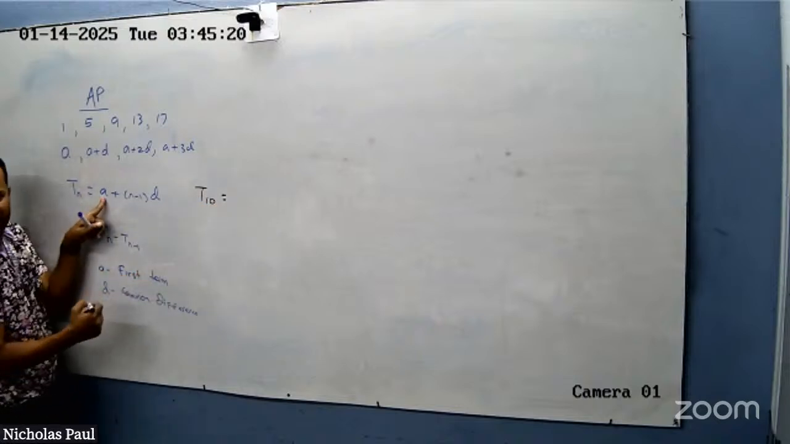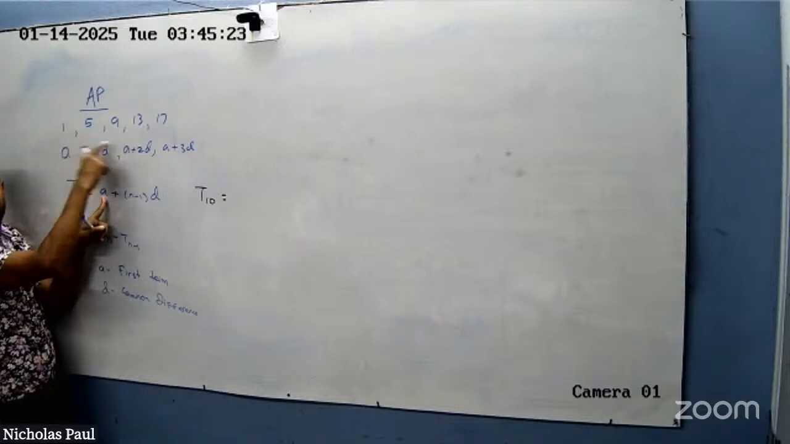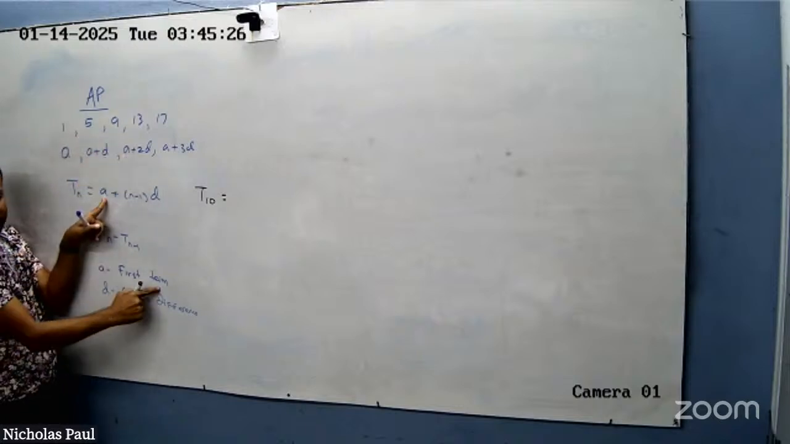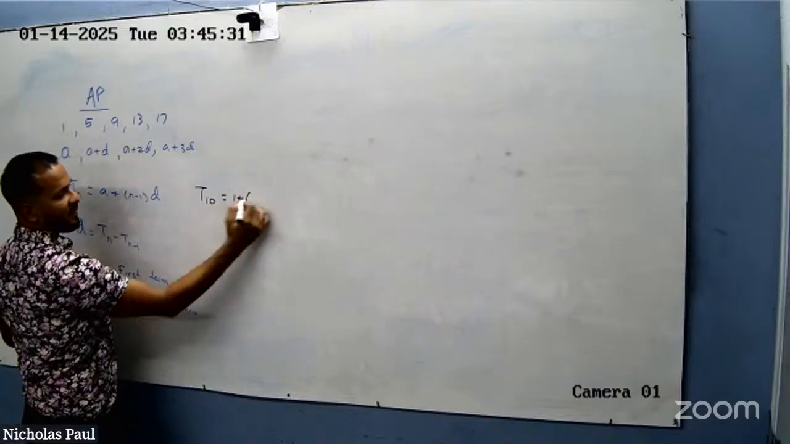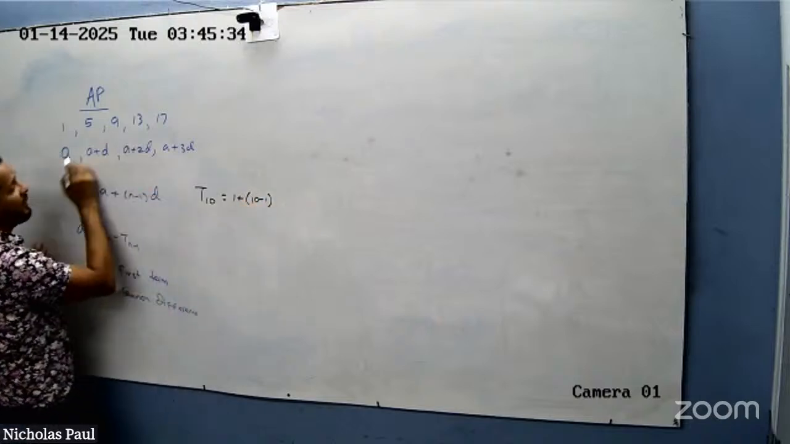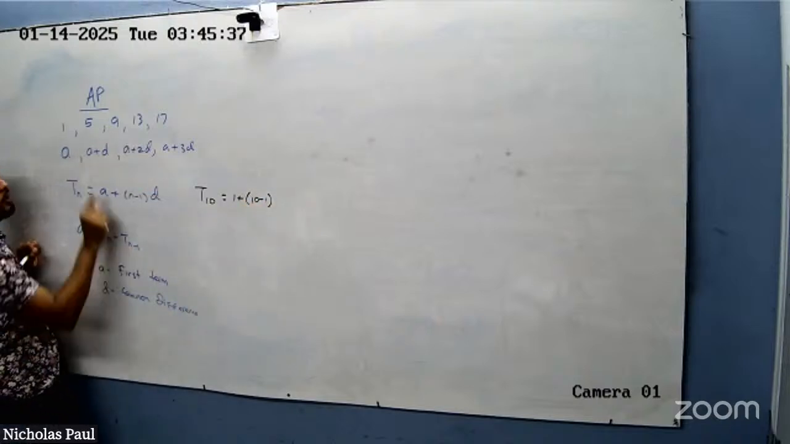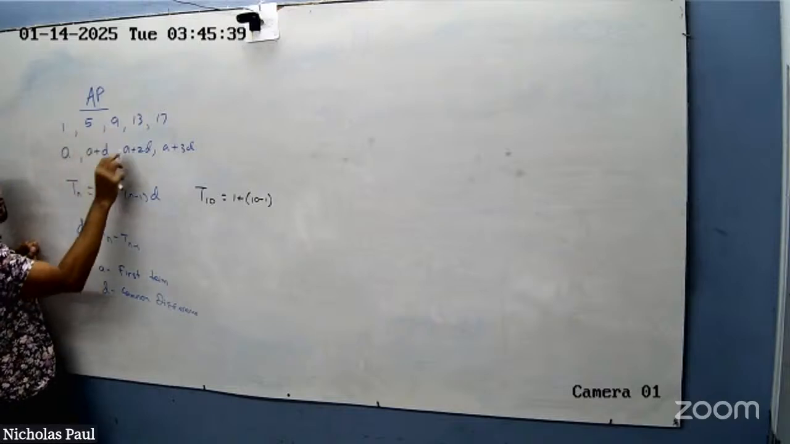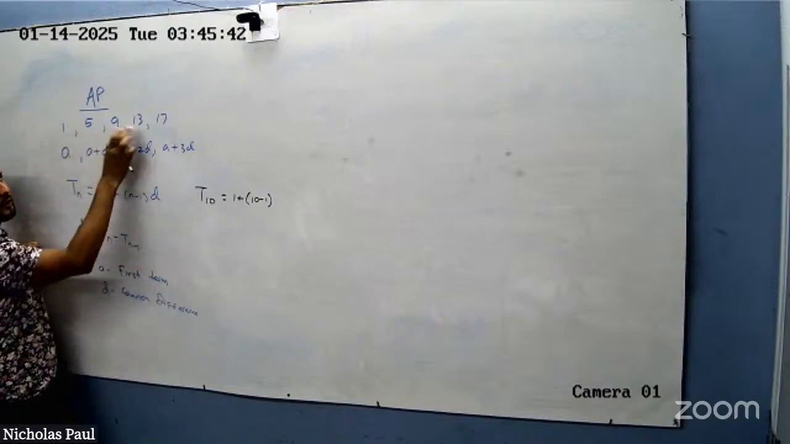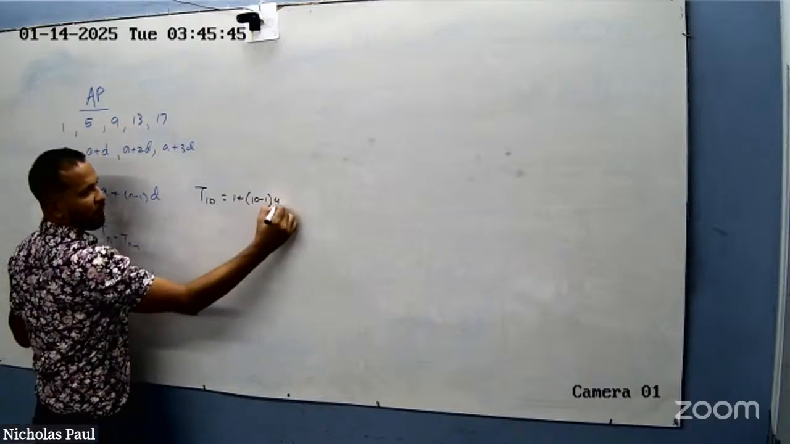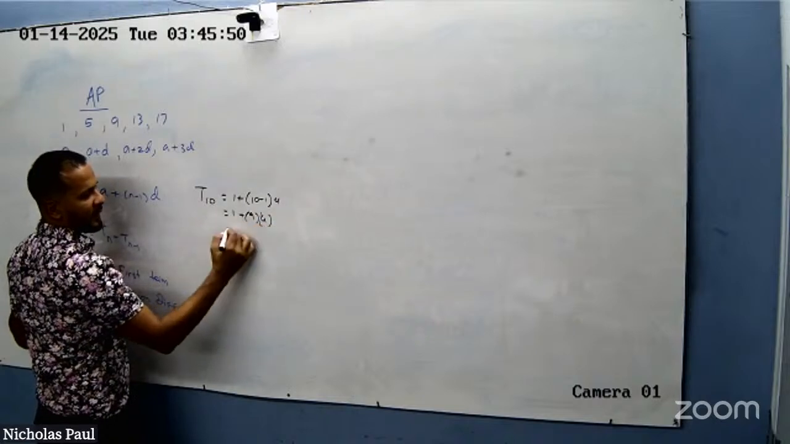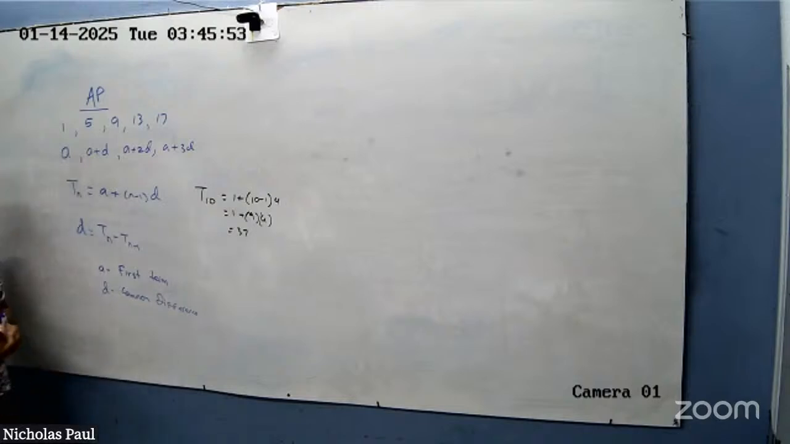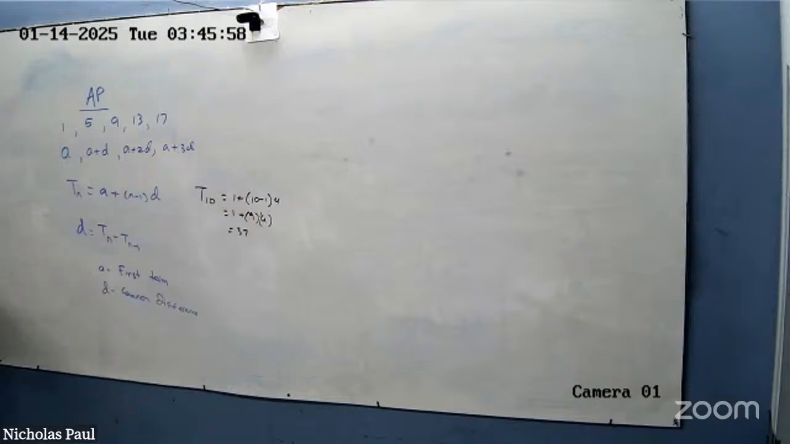A is how much in this sequence here? A is the first term, so the first term is 1. So it's 1 plus (10 minus 1) by D. For me to get D, all I have to do is subtract consecutive terms. Any ones you want: 13 minus 9 will give you the same thing. 13 minus 9 is 4, so I'll put in 4 here. So I'll get 1 plus 9 by 4. 9 by 4 is 36, plus 1 is 37. That's okay? So our 10th term is 37.